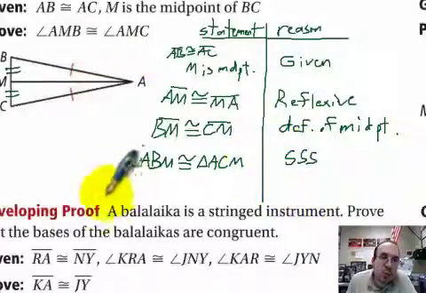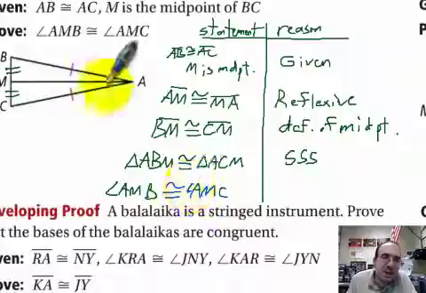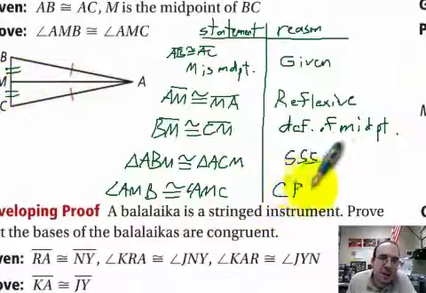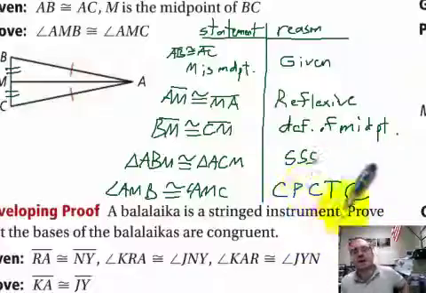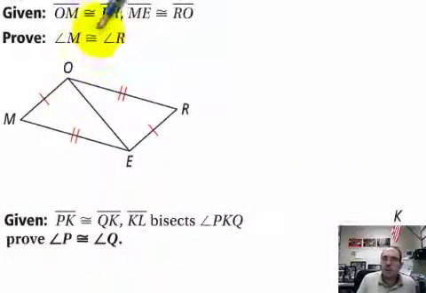And then that proves that AMB is congruent to AMC because they are corresponding angles. AMB and AMC are corresponding angles here. So corresponding parts of congruent triangles are congruent. I like writing that. CPCTC. That's pretty awesome. Okay, let me do another one for you.